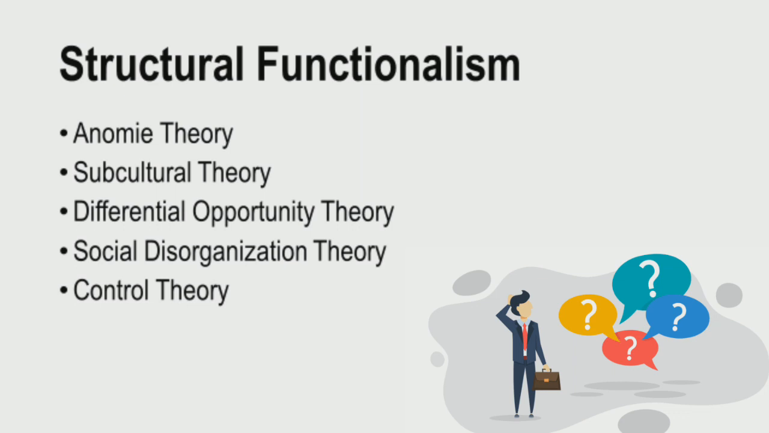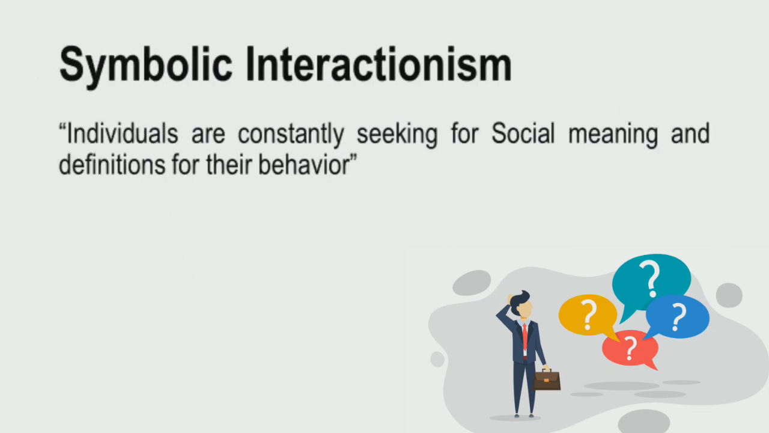Next thing that we will be talking about is another group of theories of juvenile delinquencies, which is symbolic interactionism. Symbolic interactionism believes that individuals are constantly seeking social meaning and definition for their behavior. Kanina, under structural functionalism, we are talking about the social institution as the causes of juvenile delinquency. If there is a failure coming from the different social institutions that we have, that causes juvenile delinquency. Yun yung paniniwala ng structural functionalism na diniscuss natin kanina.